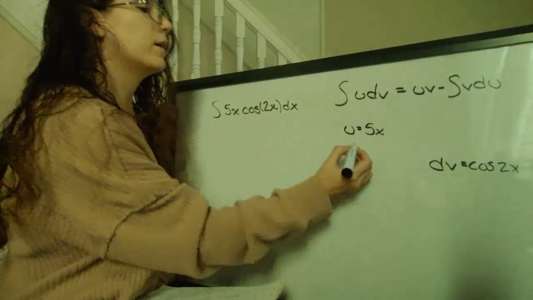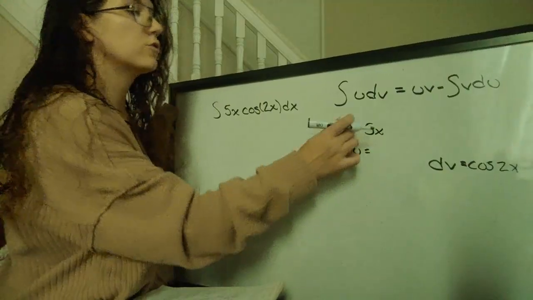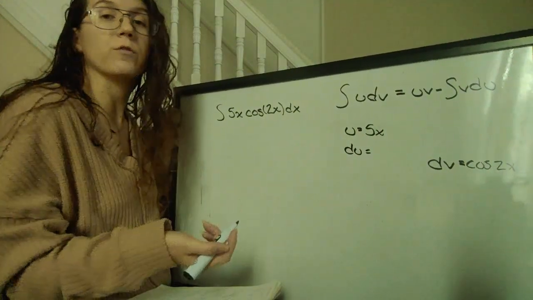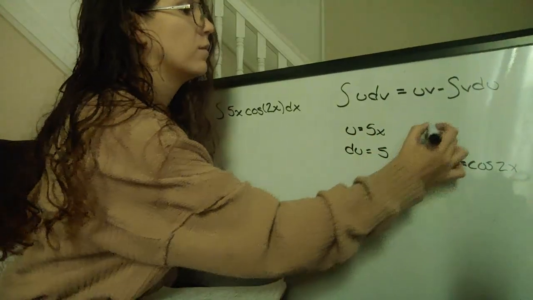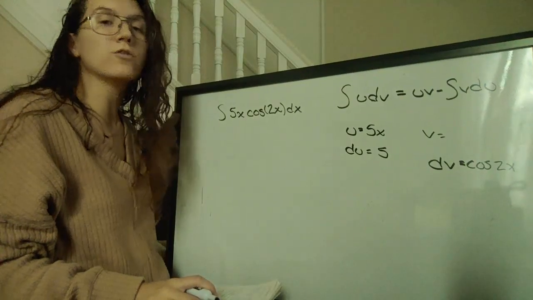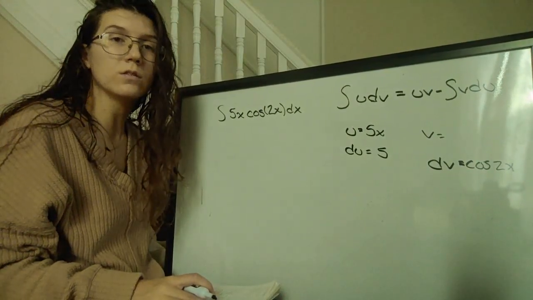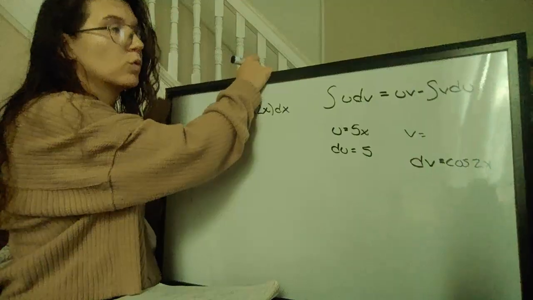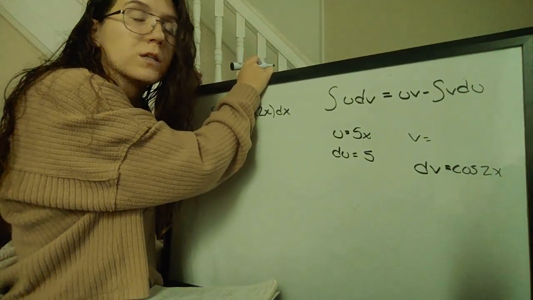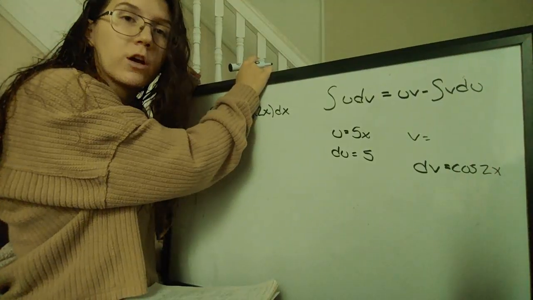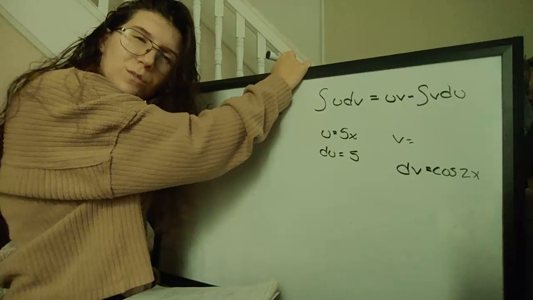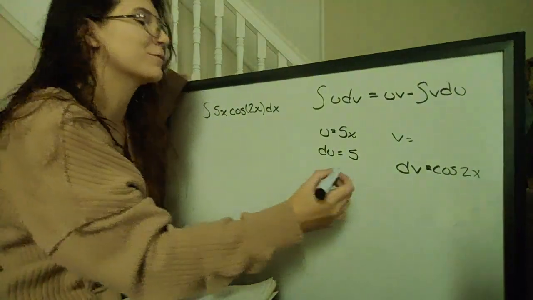So I need my du, and that is just the derivative of u, and the derivative of 5x is just 5. And for the integral of cosine 2x, we would actually need to do u substitution in this instance. We'll just go through it, and I won't go through it in later problems because it is pretty consistent with all of the trigonometric ones. We'll call it w substitution to keep our variables straight.